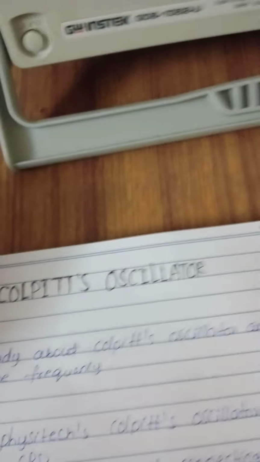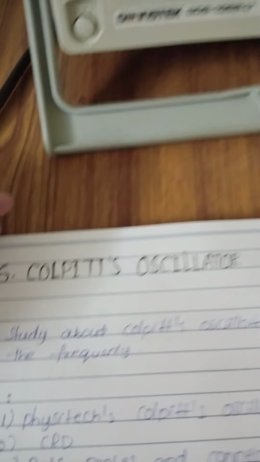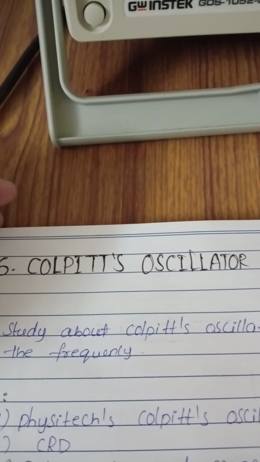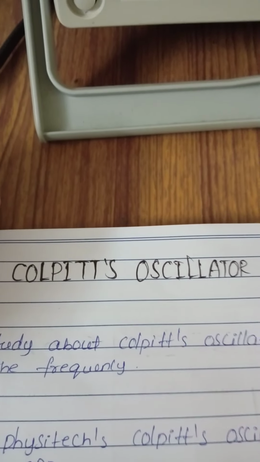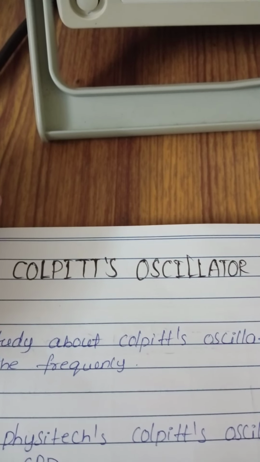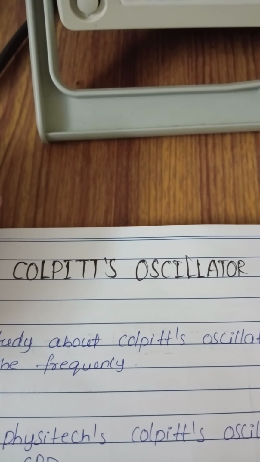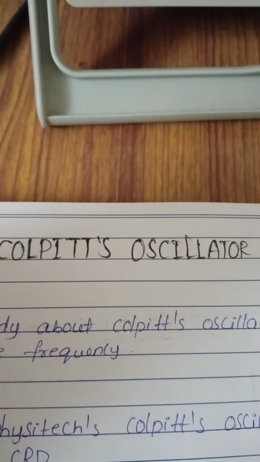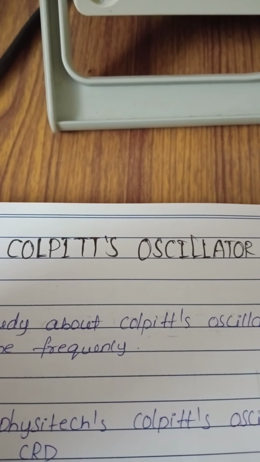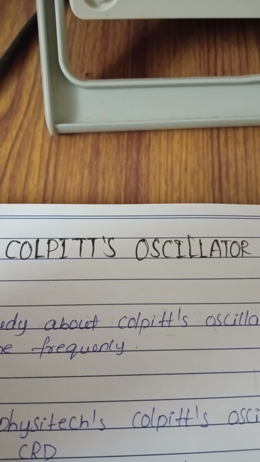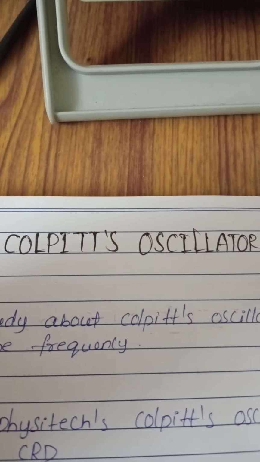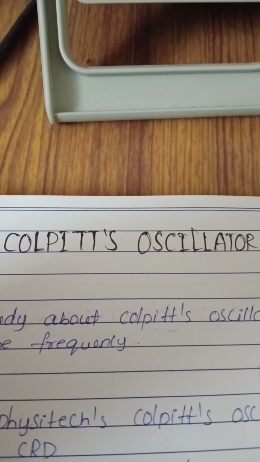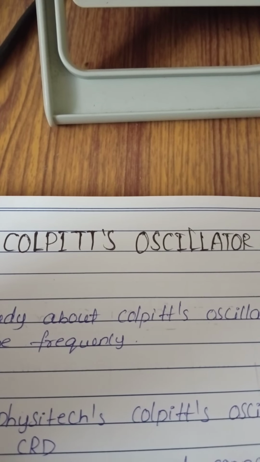Hello students. Today we are going to study the Colpitts oscillator practical lab. In today's lab we will see how to calculate the frequency by using a Colpitts oscillator. So what is an oscillator? An oscillator is a device which generates output in the form of an AC sine wave without any AC input, as long as the DC power supply is connected to it.